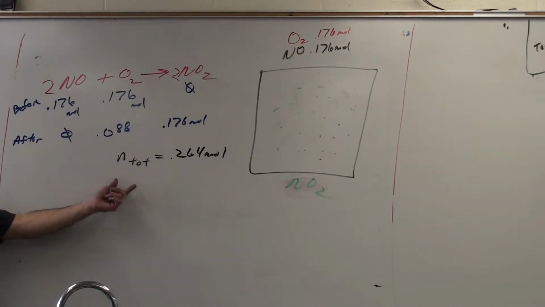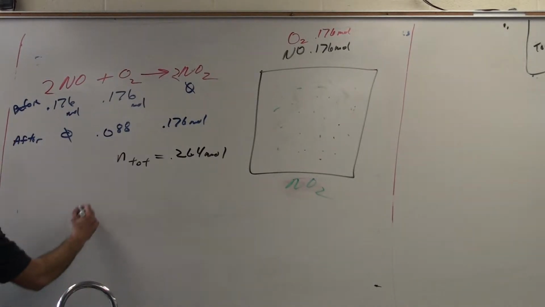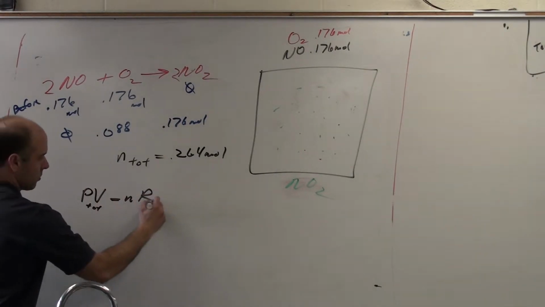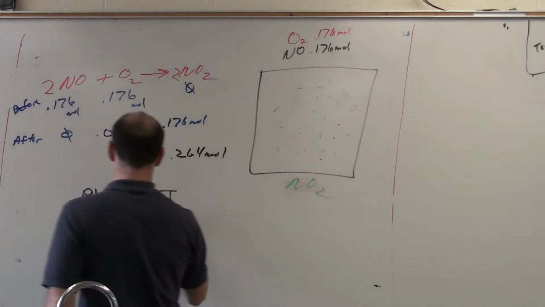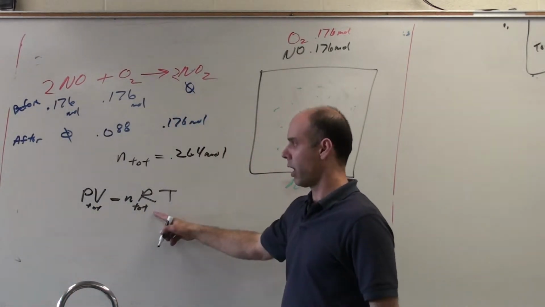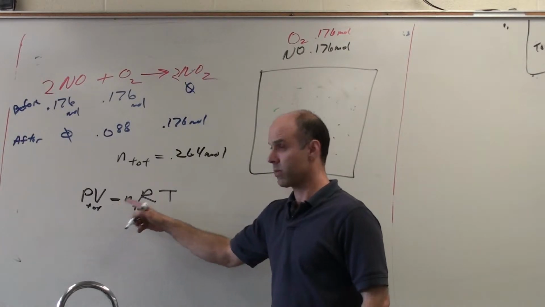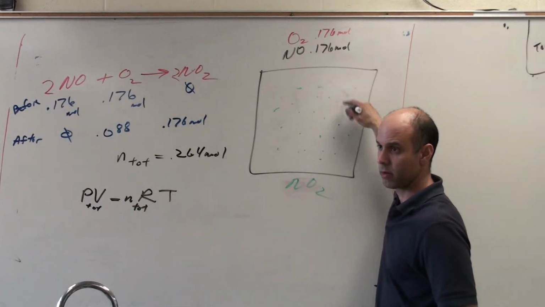Now if you want, you can take this and plug it into PV equals nRT to find the total pressure. Because you got the total moles, you got R, you got T, you got P, you got V. The container's 5 liters.